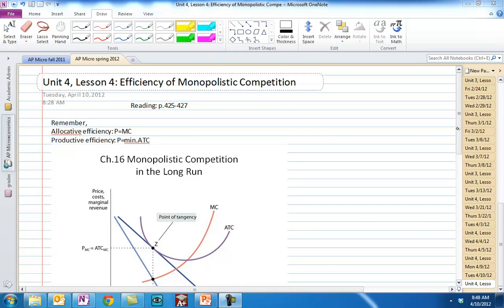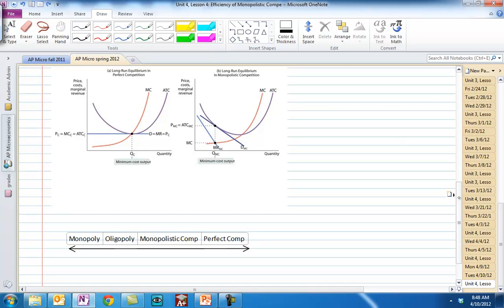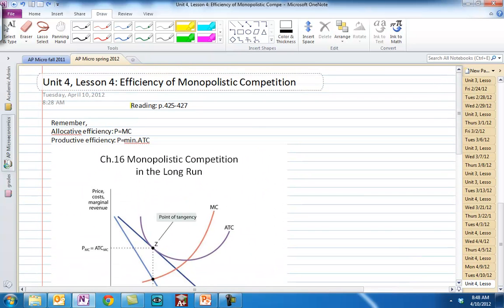So first let's start with the efficiency concept. Remember that we defined efficiency in a couple different ways. We have allocative efficiency, which means that firms are producing where the price is equal to the marginal cost of production. So remember that perfect competition is both allocatively and productively efficient.